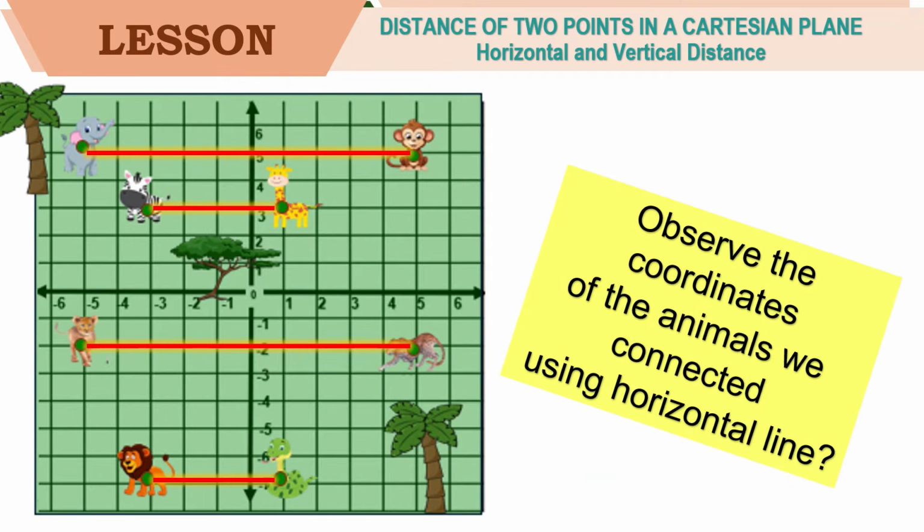So as you can see, both the horizontal and vertical distance can be counted manually. Let's observe the coordinates of the animals we connected using the horizontal line first.